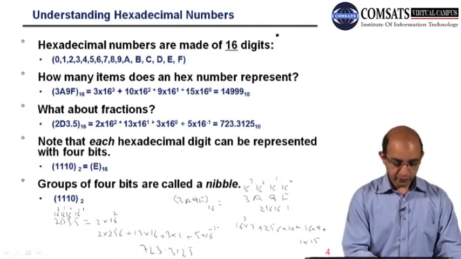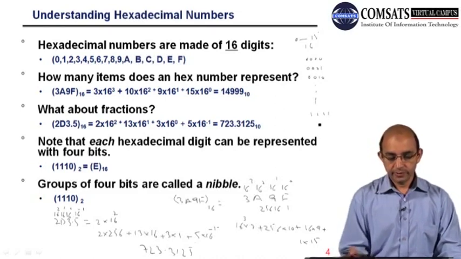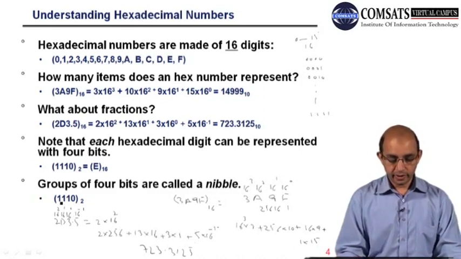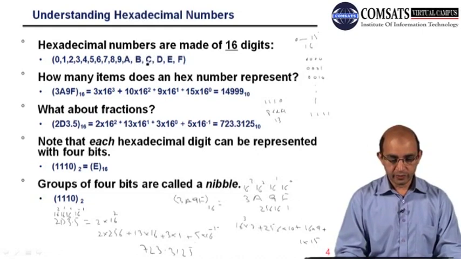So we have numbers starting from 0 to 15, a total of 16. How many bits do I need in order to represent those unique binary numbers? So 0000, 0001, 0010, and we will continue this till we reach 1111. So you can see here this is 1101, which is 8 plus 4 plus 1, so 13, and 13 is 10, 11, 12, 13, D.